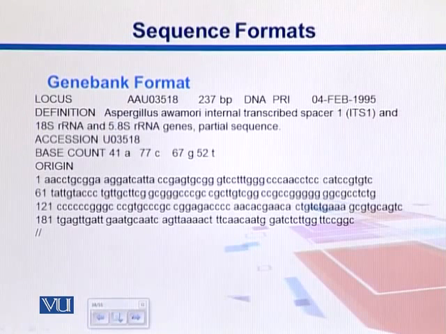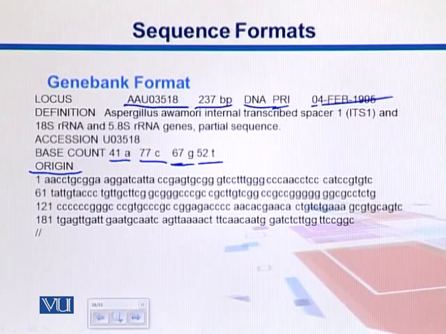We start with LOCUS, and then we have its ID, its 237 base pairs. There are some short descriptions: it's DNA, its primary sequence, submitted on this date. Then we have a definition line where we can have some explanations about this gene. Again, we have the accession number, and then it provides the base counts also: how many A's, how many C's, how many G's, and how many T's are in it. And then the word ORIGIN tells us that the actual sequence is coming. We have these lines in which we have 60 bases, split into chunks of 10. That is kind of standard practice, and sequences end with those slashes.